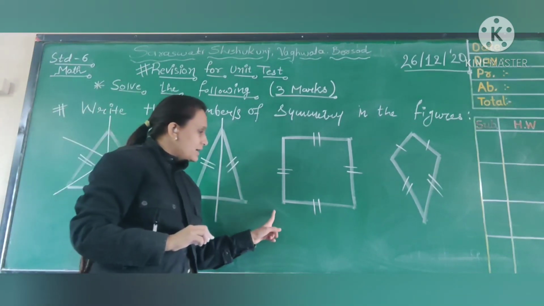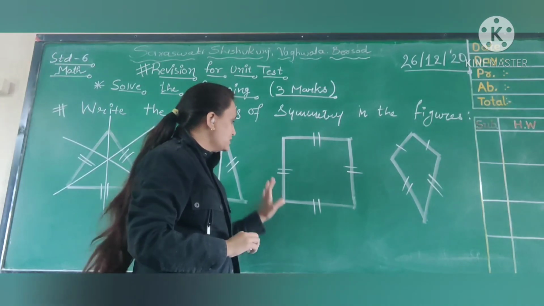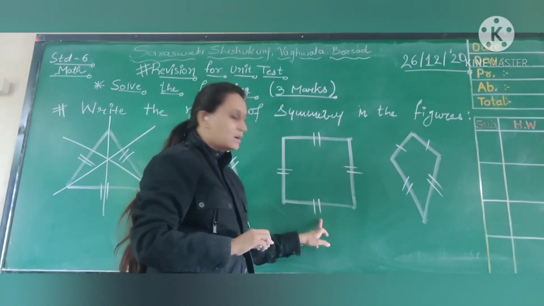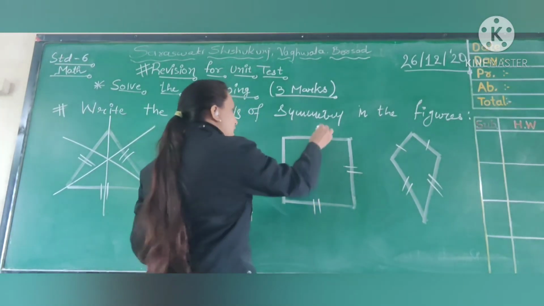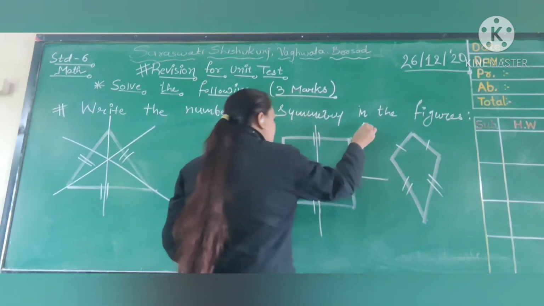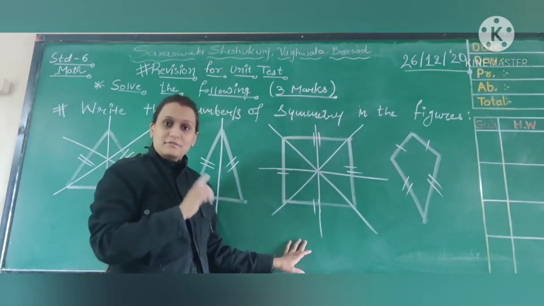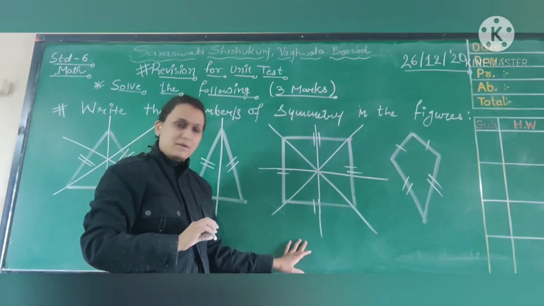Now in the third figure we have a square shape. You can see all four sides are equal. So in a square, one horizontal line, one vertical line and two slanting lines. So in a square there are four lines of symmetry.